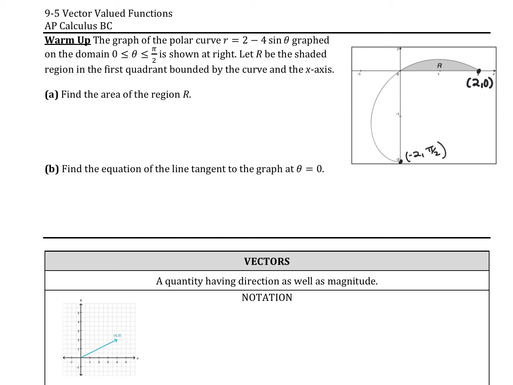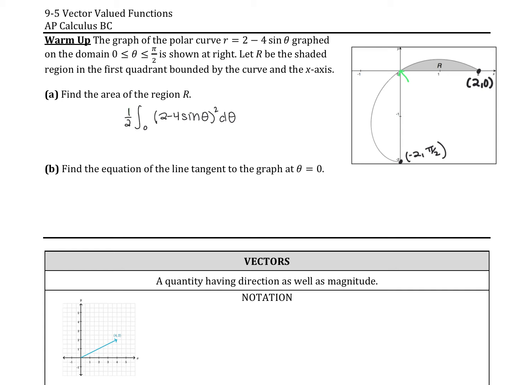And so I need to figure out what this point is right here, because in order to find the area, remember that the area is going to be 1/2 the integral from the lower bound, which is 0, to the upper bound, which I don't know, of (2 minus 4 sine theta) squared d theta. So I need to figure out that upper bound.